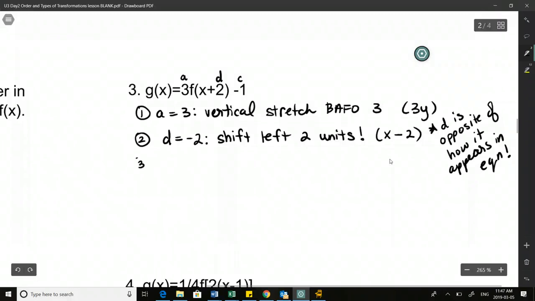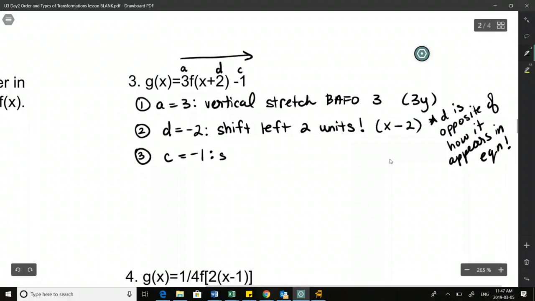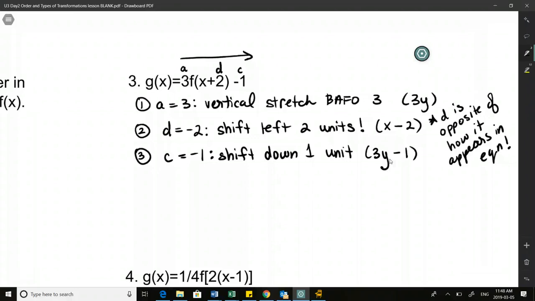Okay, and then the third transformation, again, remember I'm working my way left to right here so that I do the transformations in the proper order. It is a C value of negative 1, which is a shift down 1 unit. So with my earlier transformation to the Y, I now have 3Y, and then I would subtract 1. The 3Y, of course, is the vertical stretch, and then we minus 1, and it shifts the whole thing down 1 unit.